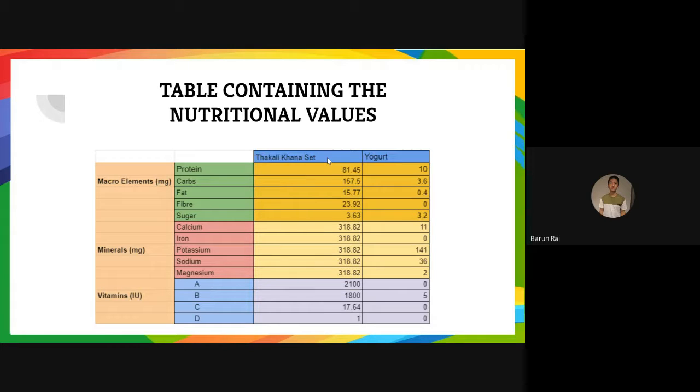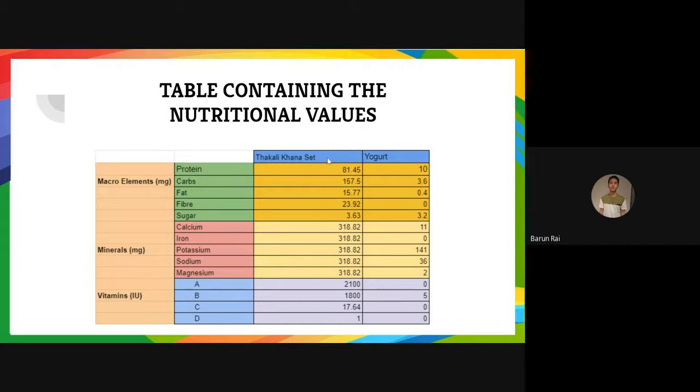Fat is 0.4 in yogurt, and the fiber is 23.92 in thakali khana set and 0 in yogurt, and the sugar is 3.63% in thakali khana set and 3.2% in yogurt.